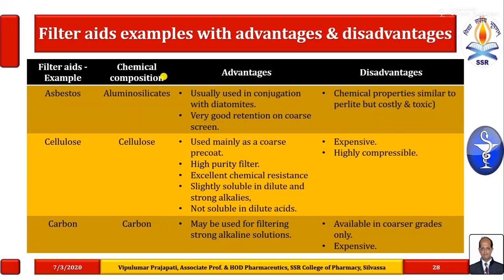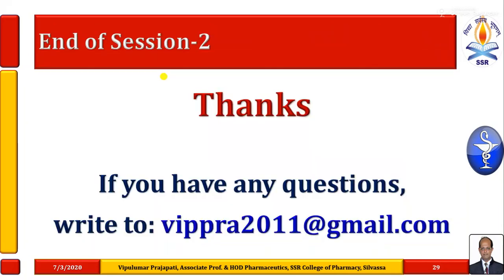Next, carbon. Chemically it is carbon. Advantage of carbon: it may be used for filtering strong alkaline solutions. So whenever alkali is present in any type of slurry, we have to use it. During synthesis we use activated charcoal, so it is also a valuable filter aid. But disadvantages are there. It is expensive because it is required to be activated, and it is available in coarser grades only. So these are the disadvantages of various types of filter aids.